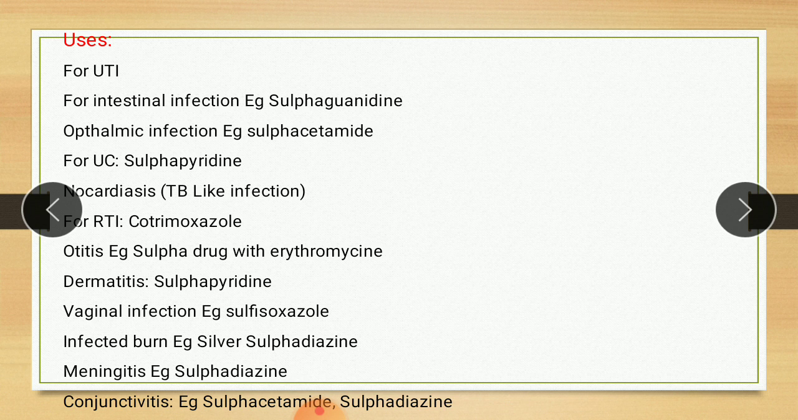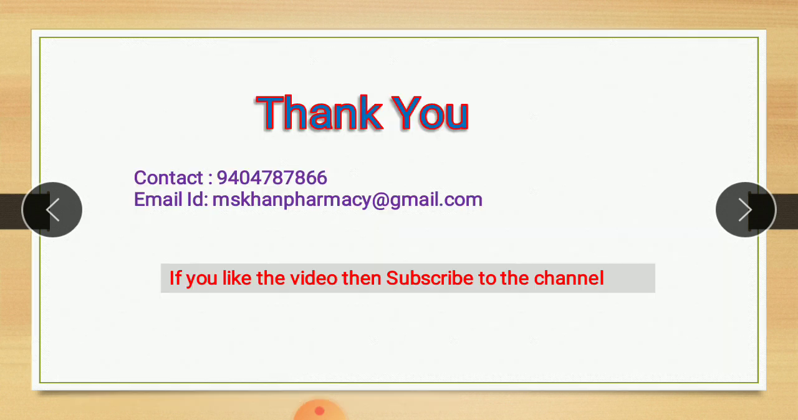Sulphonamide is also used in meningitis, example sulfadiazine. And the last one is conjunctivitis, that is inflammation of the eye, and sulfacetamide and sulfadiazine are used. So these are the general uses of sulphonamide. So by this lecture we have finished the sulphonamide chapter.